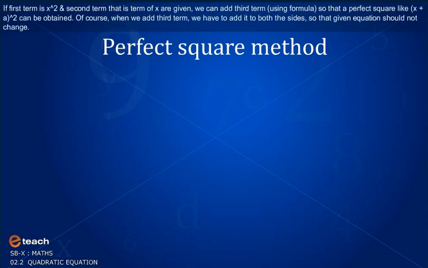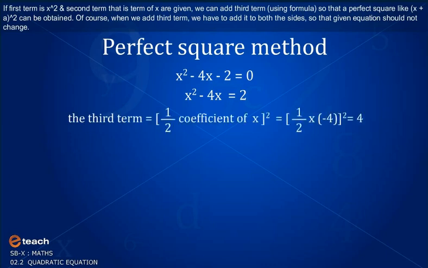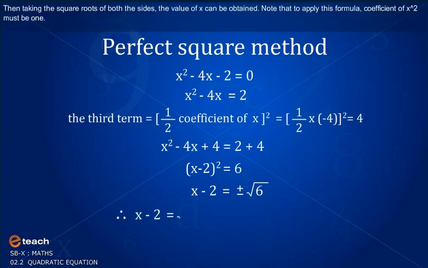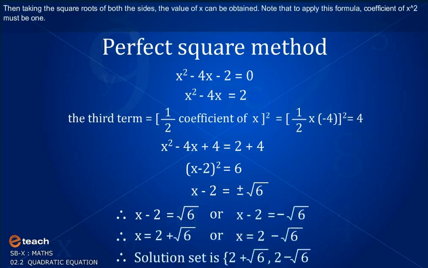If first term x square and second term, that is the term of x, are given, we can add the third term using the formula so that a perfect square like x plus a whole square can be obtained. Of course, when we add the third term, we have to add it to both the sides so that the given equation does not change. Then taking the square roots of both the sides, the value of x can be obtained. Note that to apply this formula, the coefficient of x square must be 1.